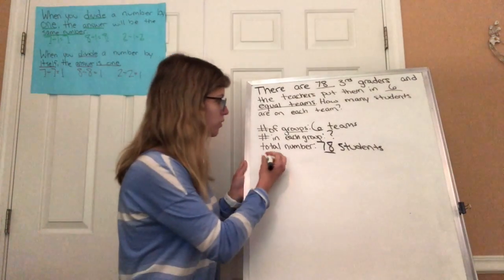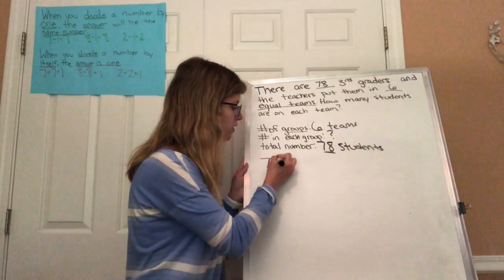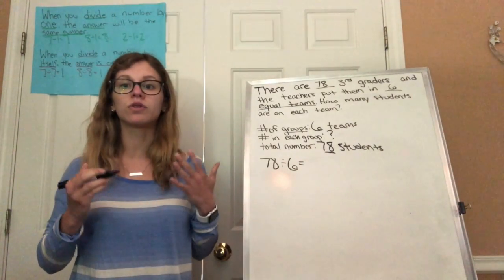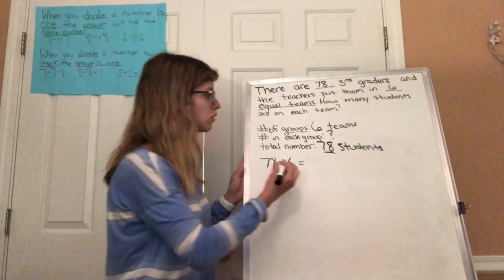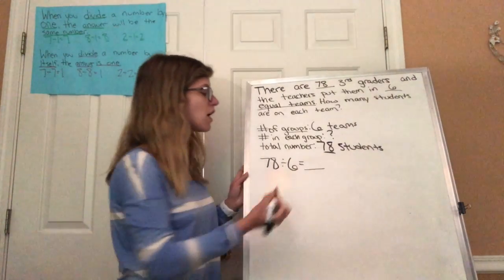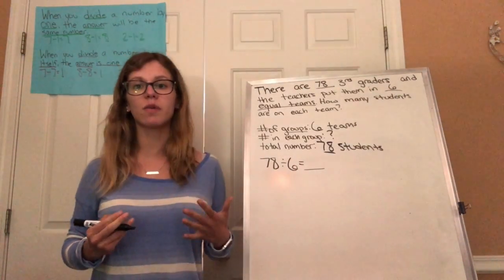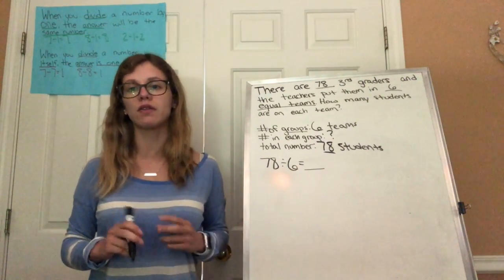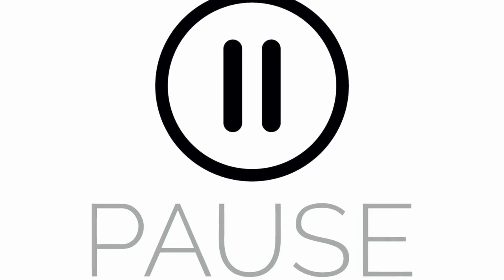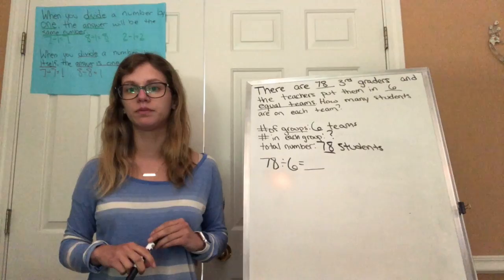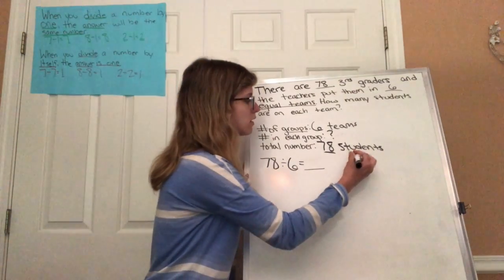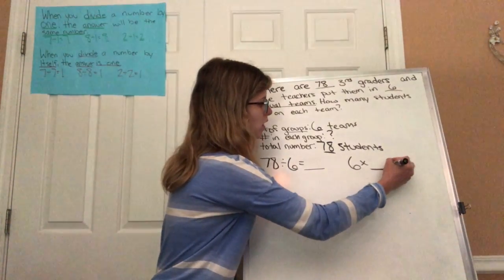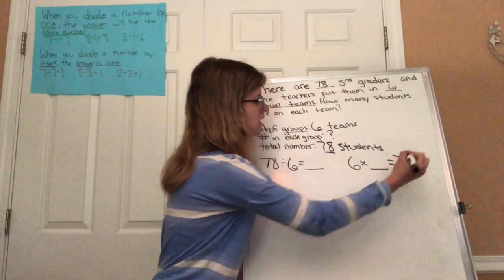So my equation is going to be 78 divided by 6, or 78 students divided into 6 equal groups or teams. And that's going to help me figure out how many are in each group. And I can also think about this in a different way. Pause me and think about a multiplication sentence that can be used to represent this problem. I can also think if there's 6 teams with how many in each will get me to 78.